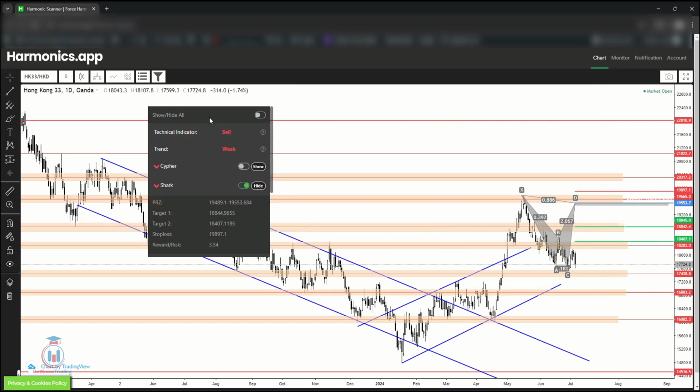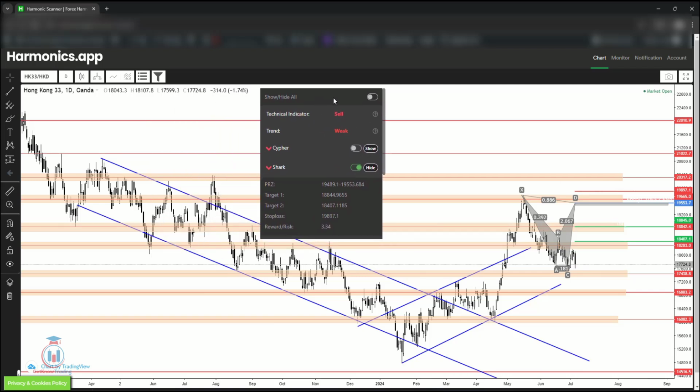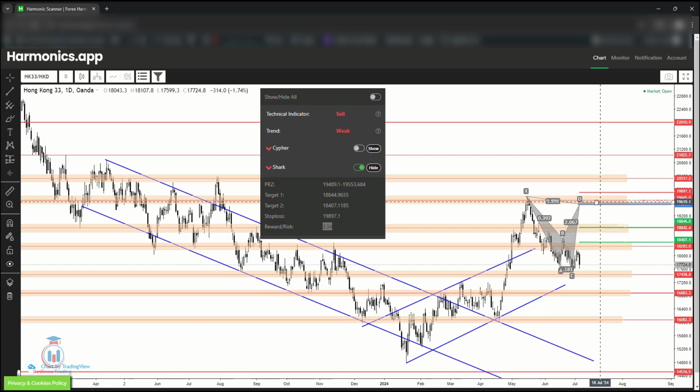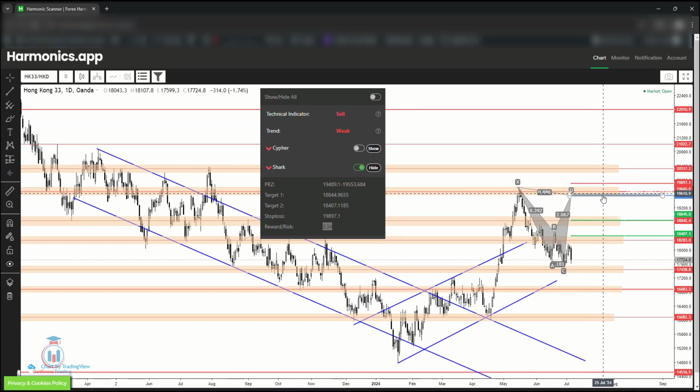Then you have more information in this small floating window where you have more details about the entry level. There is a target 1, target 2, a stop loss price level, and the risk to reward ratio. The risk to reward ratio shows you the price difference from the entry level to the stop loss compared to take profit 2. So we can see 3.34 is the risk to reward ratio. If you are risking $1 with the stop loss, you could make $3.34 with the take profit 2.